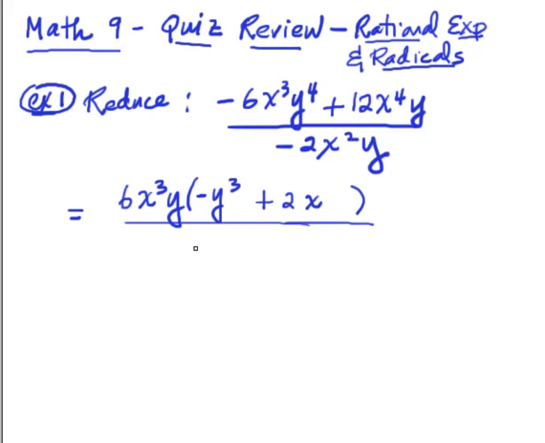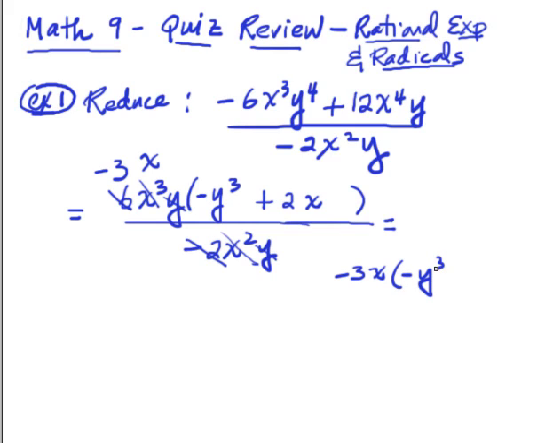Then we'll cancel what we can over here. So let's divide minus 2 into 6. So here we have minus 3. We can divide x squared into x cubed, and we have x, and these y's cancel. So this reduces to minus 3x times minus y cubed plus 2x.